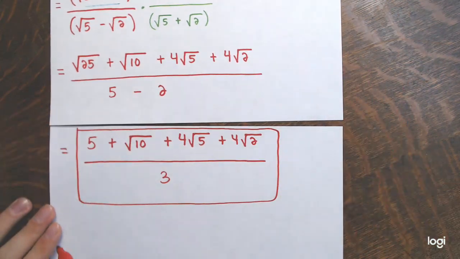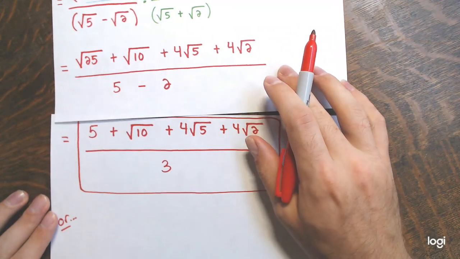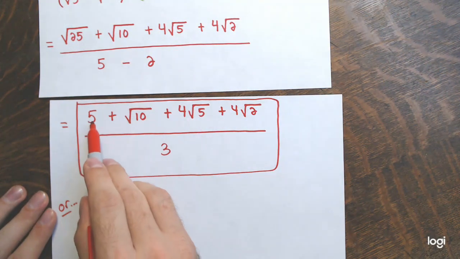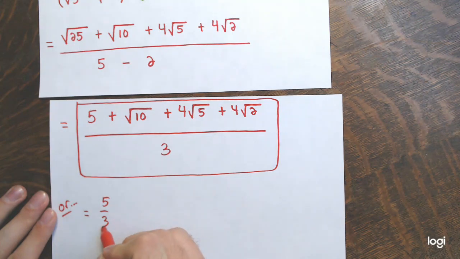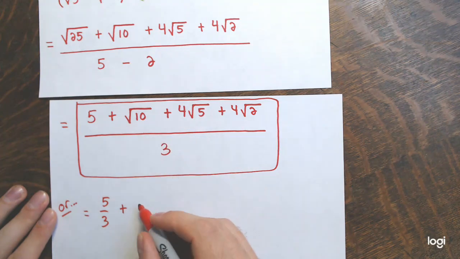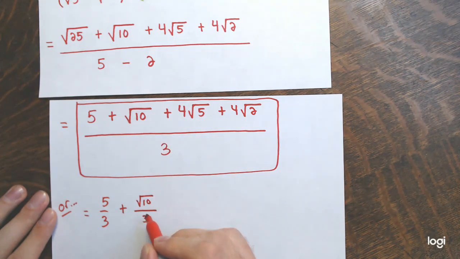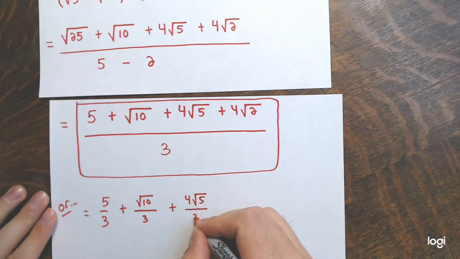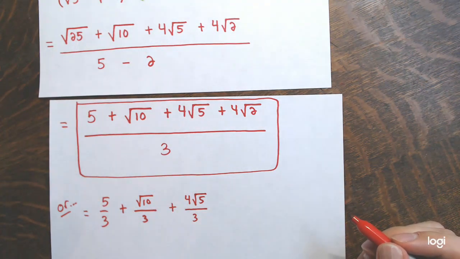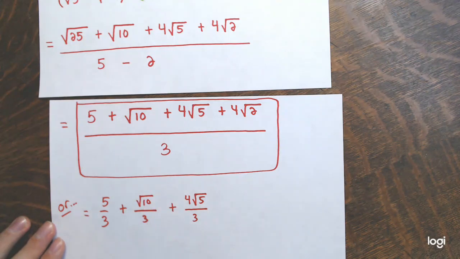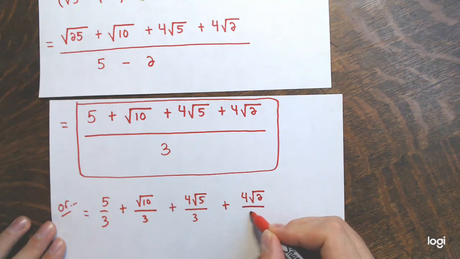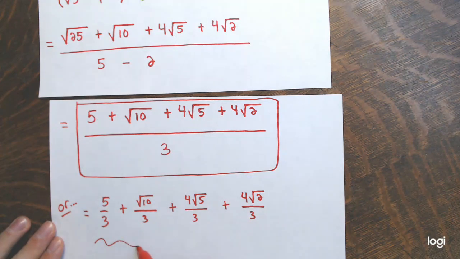Now you could write it that way, or as I did in the last example, this numerator has multiple terms. You can divide each term in the numerator by the denominator and get an equivalent number. So you can take this and write it as 5 divided by 3, or 5/3, then plus the square root of 10 divided by 3, and again, please make the division sign big enough so you know it's not inside the square root. Then plus 4 times the square root of 5 divided by 3, or you could write 4/3 times the square root of 5. Same thing. This is the same as 1/3 times the square root of 10. And then plus 4 times the square root of 2 divided by 3, or 4/3 times the square root of 2.